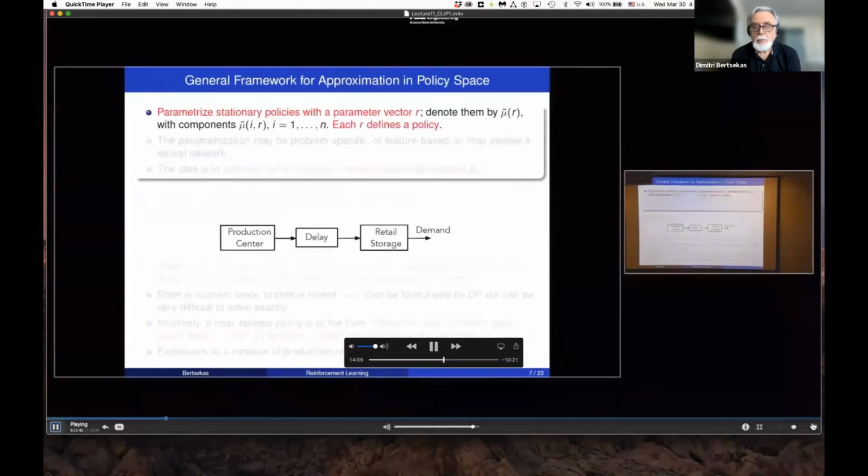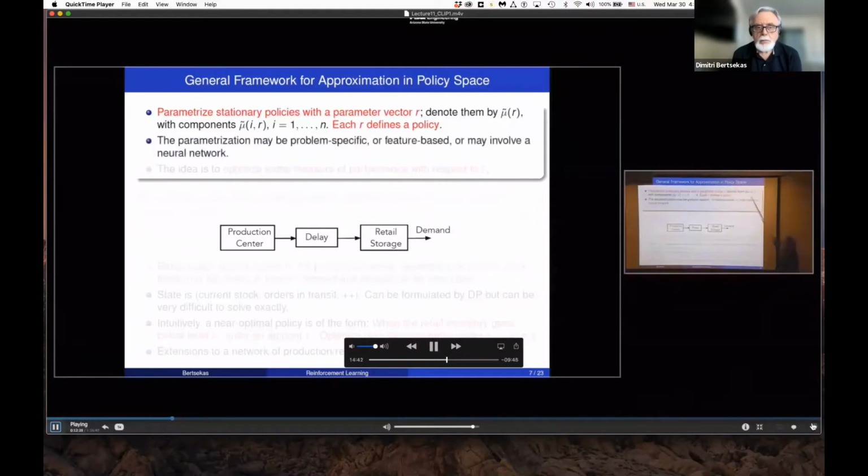Okay, so what's the general framework? Here we parameterize policies, not costs, but policies, with a parameter vector R. So a parameterized policy is denoted by mu of R. Each R defines a policy, okay? And the components of mu are denoted like so. There's one component for each state. Of course, we're dealing with stationary policies because we're still looking at infinite horizon problems and discounted problems for that matter, for the most part.